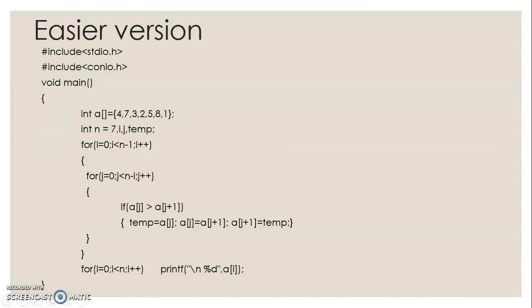Now, this is an easier version of this algorithm. Okay, in this what we are doing, i is equal to 0, i is less than n minus 1, i plus plus. Now since we are starting from 0, that is why we are going to less than n minus 1. And in the inner loop we have j is equal to 0, j is less than n minus i. And if a of j is more than a of j plus 1, then we will swap using the temp variable. And in the end we print the sorted array.